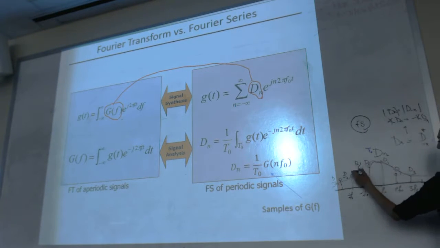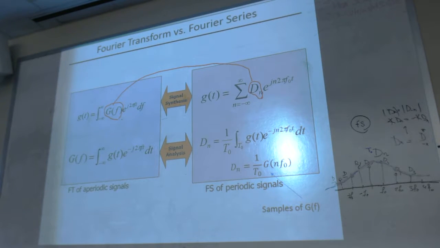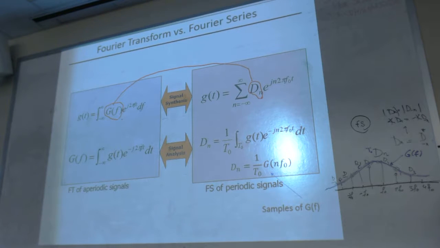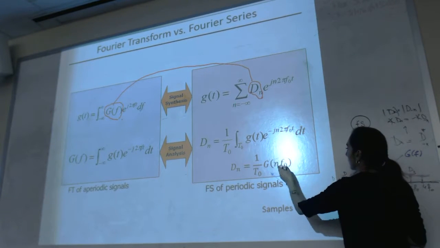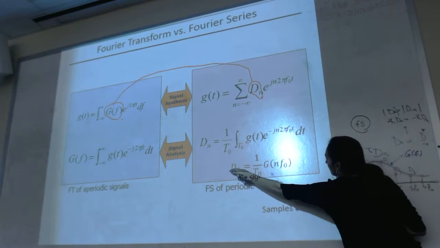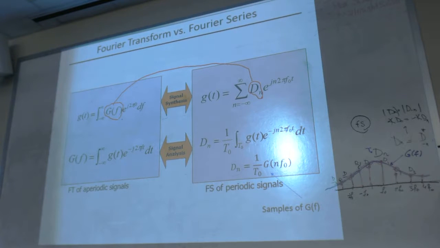So basically if I had an aperiodic signal and I had this purple line, let's say as my continuous Gf, this is for the aperiodic signal. Now if I make it periodic, then the Fourier series coefficients are just the samples of that. So this is Gf evaluated at multiples of f naught, and this is the f. We're going to see one example, that the Dn is the samples of Gf.